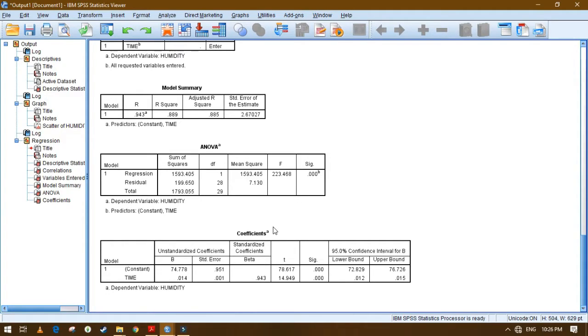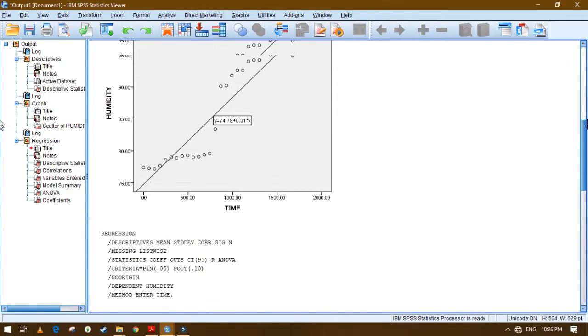B0 is the y-intercept and B1 is slope regression coefficient. Okay, here show the B0. B0 is 74.778. This is y-intercept. And for the slope is 0.014. This value is shows in the graph. You can see before here.